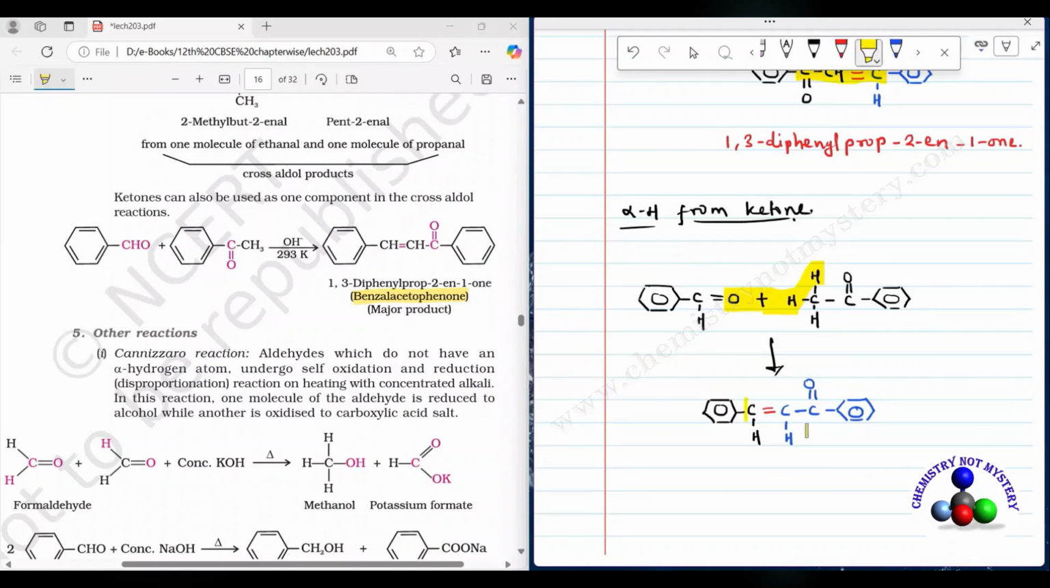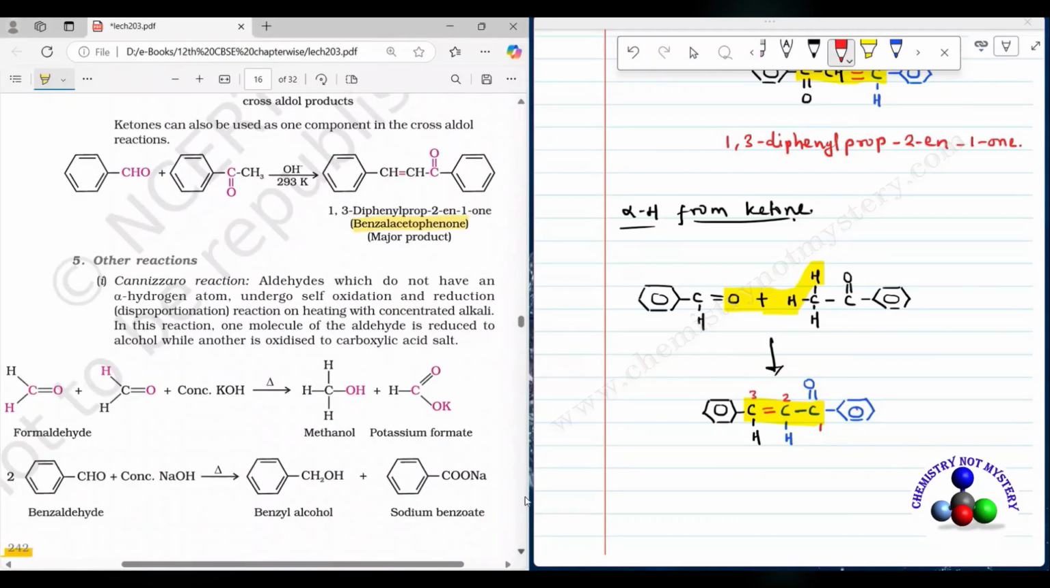It also contains 3 carbons. When you start numbering from the carbonyl carbon, this carbon will get 1, 2 and 3. At the first and third positions a phenyl group is there. The double bond starts from the second carbon and the ketone is at the first carbon. So this is the same molecule. Now come to the next reaction.